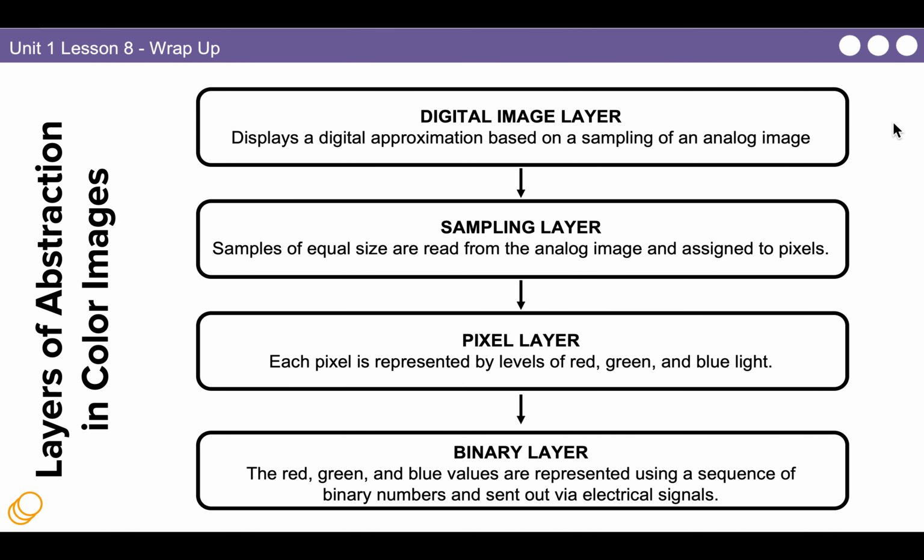So we've got a digital image layer. So this is what we're seeing on the screen here. So the display, the digital approximation based on the sampling of the analog image. The sampling layer is the samples of equal size are read from the analog image. So what we did before in both the black and white and the color, where we determined whether the pixel was going to be on or not. So that's a sampling. With our pixel layers, a representation of the red, green, and blue light, and then a binary layer, the binary values behind the representation of the red, green, and blue.